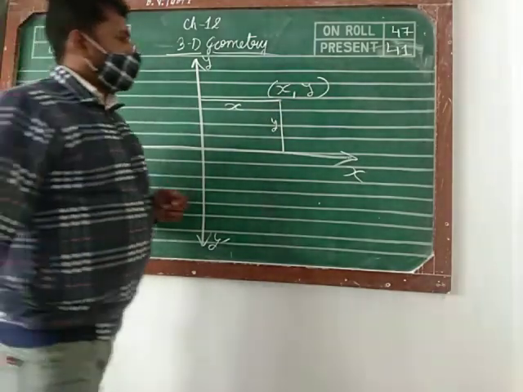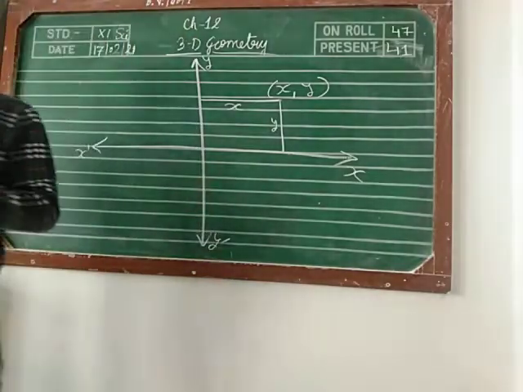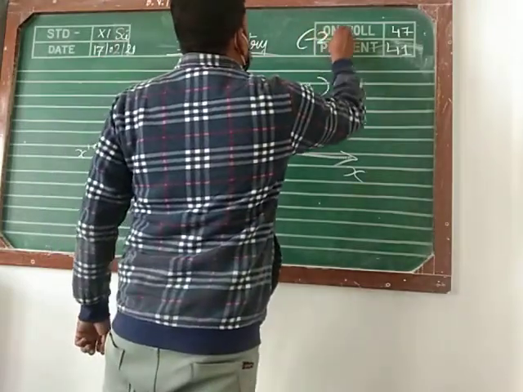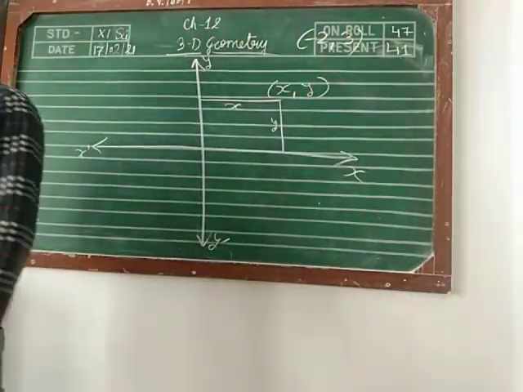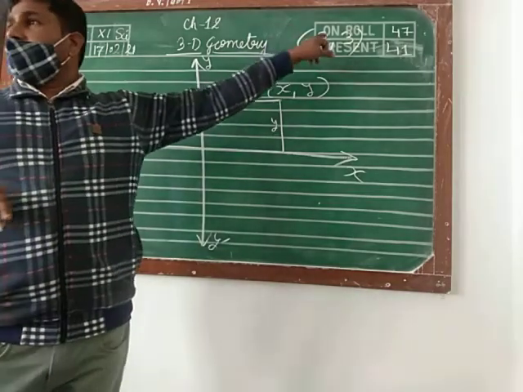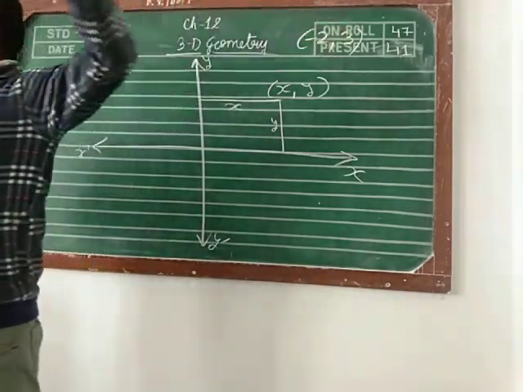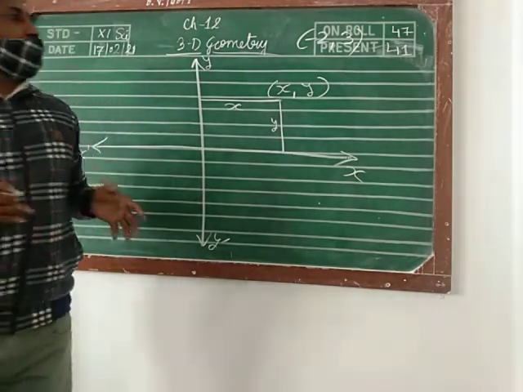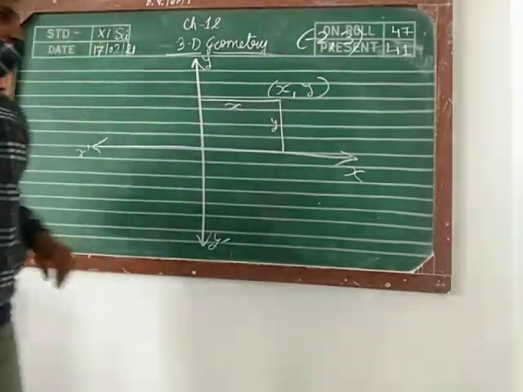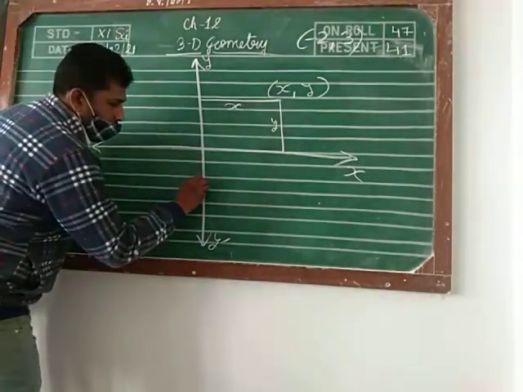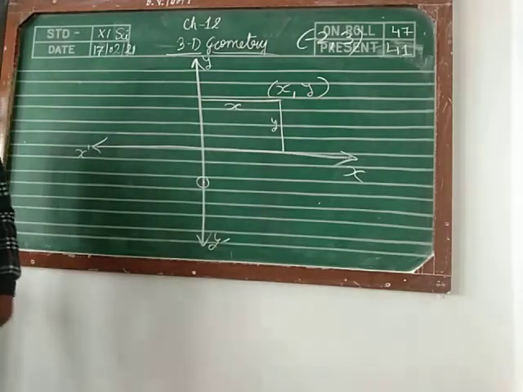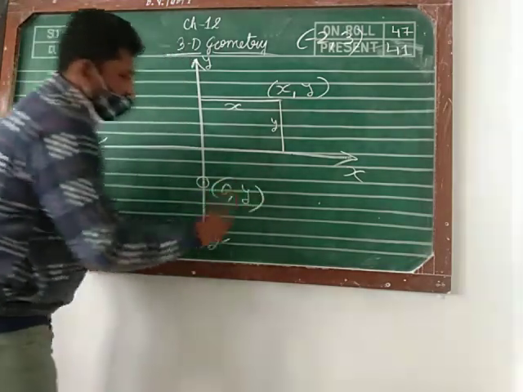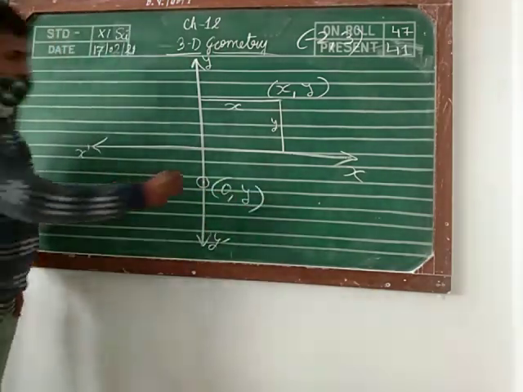My second question is, tell me the distance of the point (-2, 3) from the x-axis and from the y-axis. Minus 2 or 2? Question is clear? All these things we have discussed. Tell me the coordinate of this point. (0, y). This is correct. Minus 1.